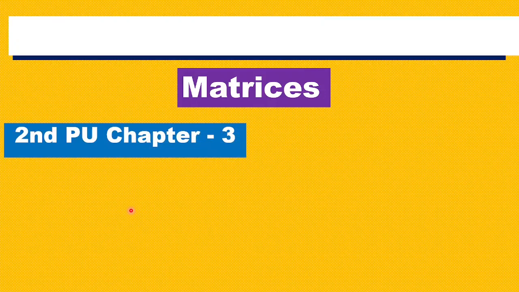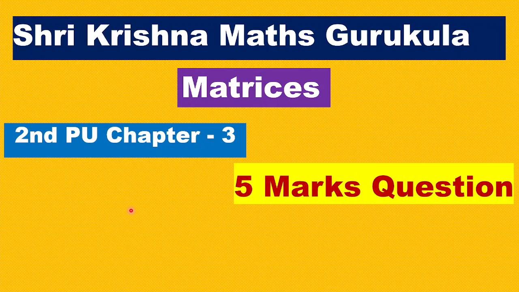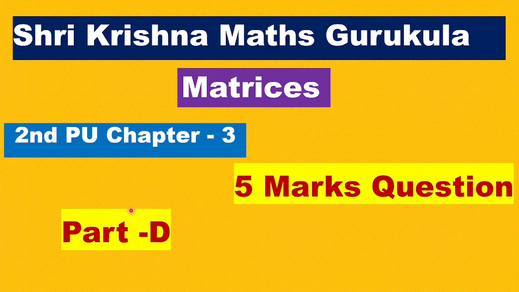Hi students, in this video we will be solving an important 5 marks question that can appear in part D of Karnataka PU board exam, and this is from the chapter Matrices, and this is a second PU syllabus. From the Matrices chapter, a 5 marks question appears in part D main of the second PU question paper. So I'll be solving one of them.